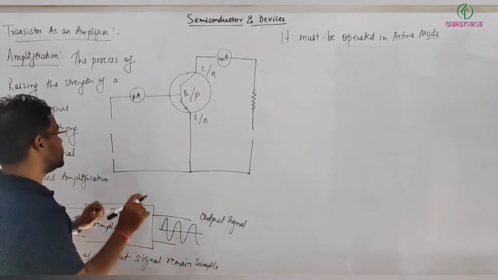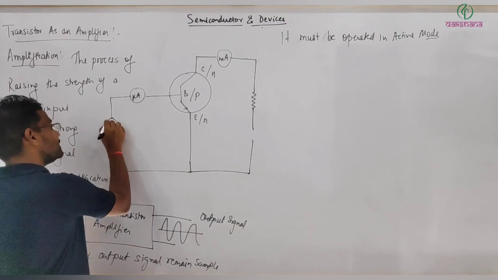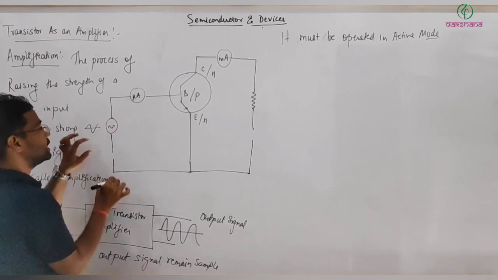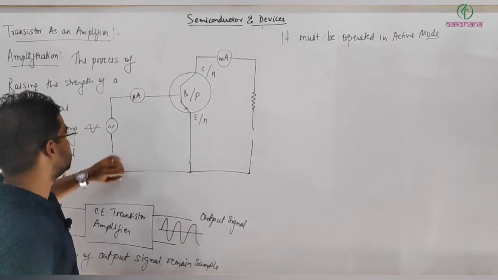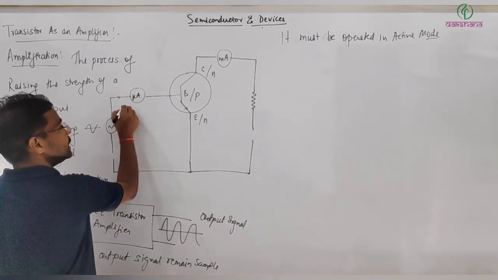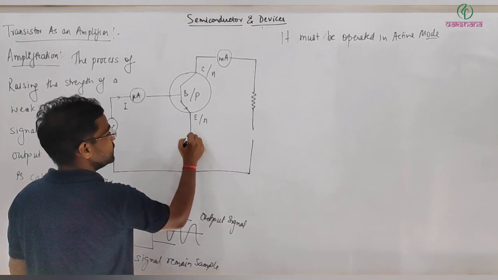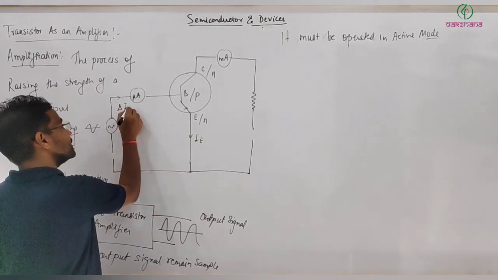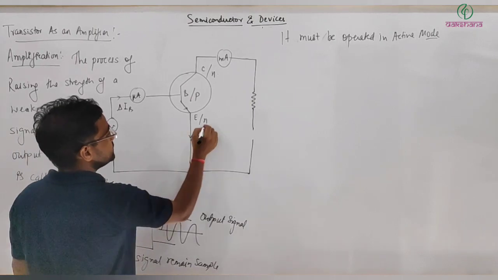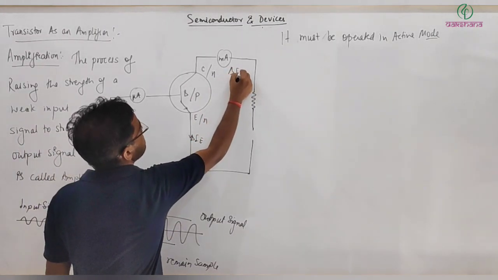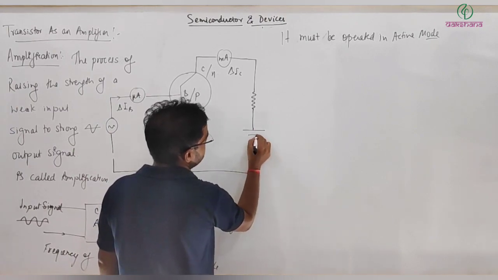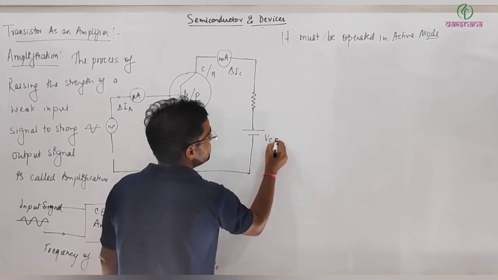Now here we will provide some input signal. This is the input signal given to the base emitter. This is the input side. The current will flow this way, with emitter current IE, and here delta IB, delta IE, and here delta IC. On the output side, we are giving another supply, this is VCC.